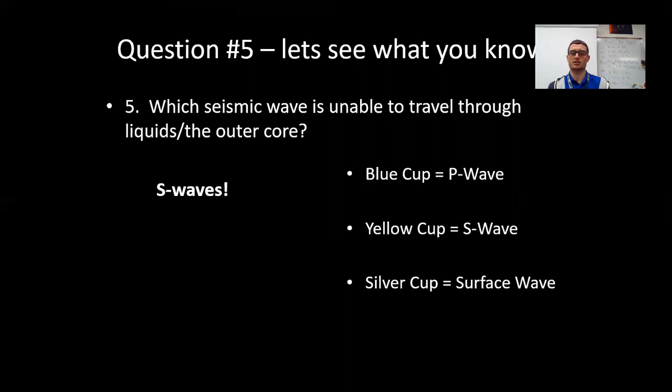It's going to be S waves, guys. The second option. Again, P waves travel through everything. Surface waves only travel through the surface. It is only the lithosphere. But S waves are going to be the ones that can travel through up until they reach those liquids. They cannot travel through the liquid outer core.